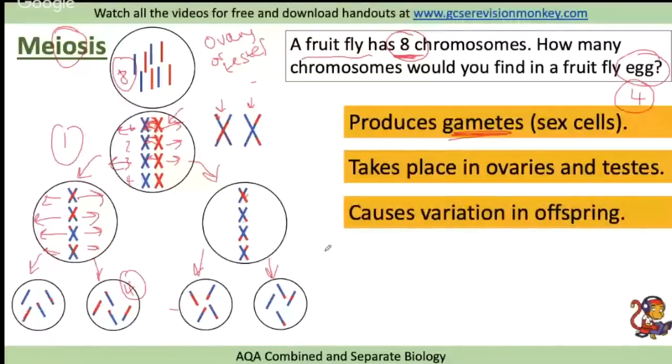So here we've produced 4 cells at the bottom. Sometimes we call these daughter cells. So 4 cells at the bottom. We started off with 1 cell, and there are 2 cell divisions. Just count these as stages. 1 division there, and a second division there.